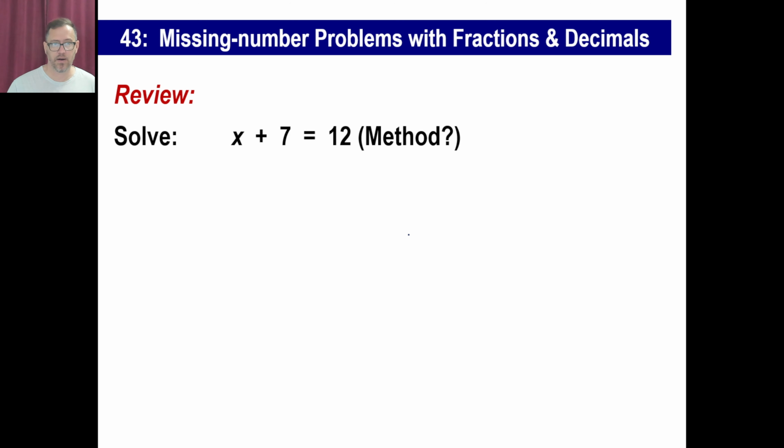Okay. All right. Let's try this, an oldie, but we're going to switch it up just a teeny little bit. Missing number problems with fractions and decimals. Well, you know how to do this, right? We got a number and we add it to 7 and we get 12. We're going to either have to add or subtract something with 7 and 12. And in this case, you're going to have to subtract 7 from 12, which gives you 5. There's only one number.